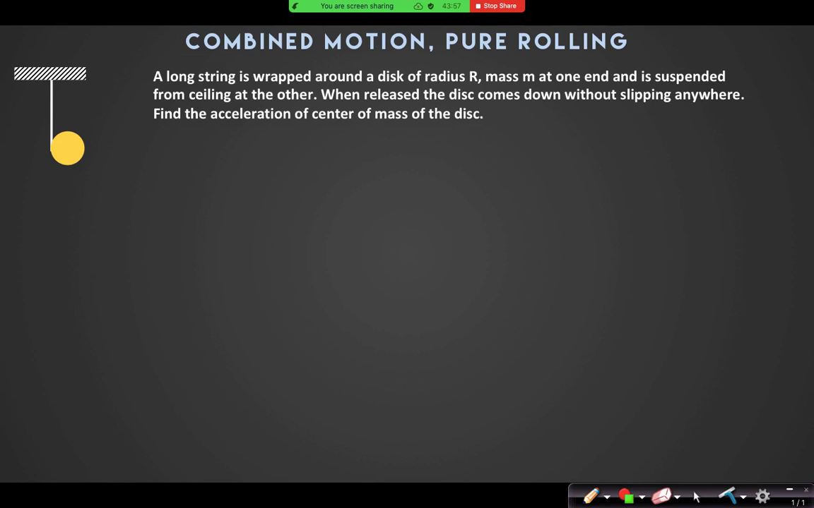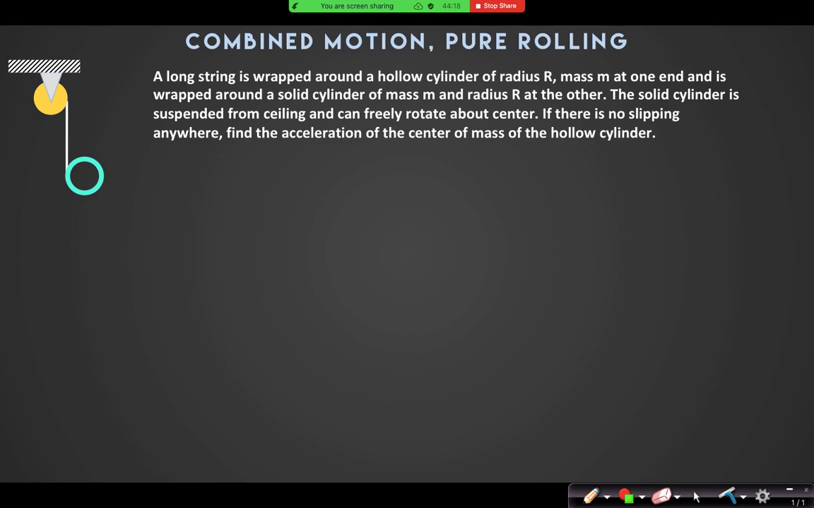Alright. Have we done this question? A long string is wrapped around a disk. One end is suspended from the ceiling, and when released, the disk comes down without slipping. This one is not done. So let's see the answer of this question. Will it be g by 2? No, I don't think it's g by 2.